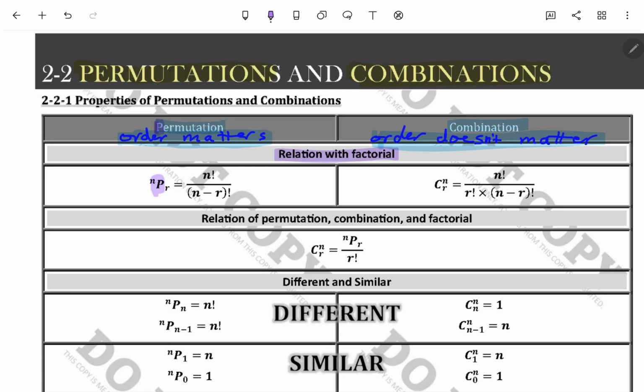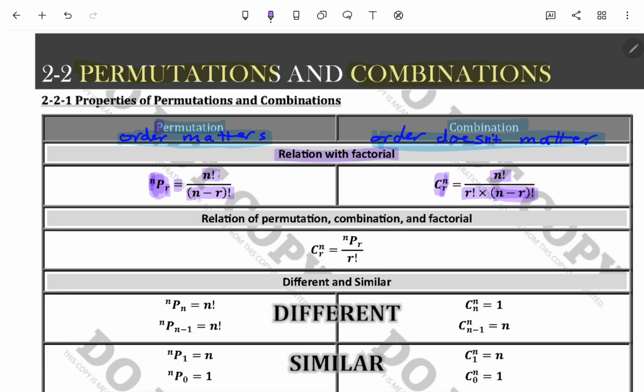That means we can write nPr equals n factorial divided by n minus r factorial, which is the difference between up and down. Similarly, in combination, nCr equals n factorial divided by r factorial multiplied by the difference between up and down, which is n minus r factorial.